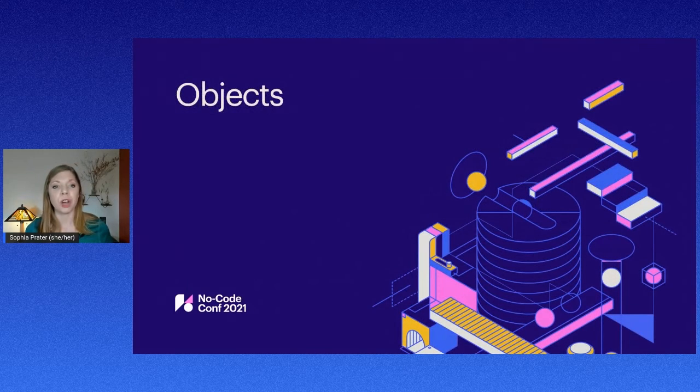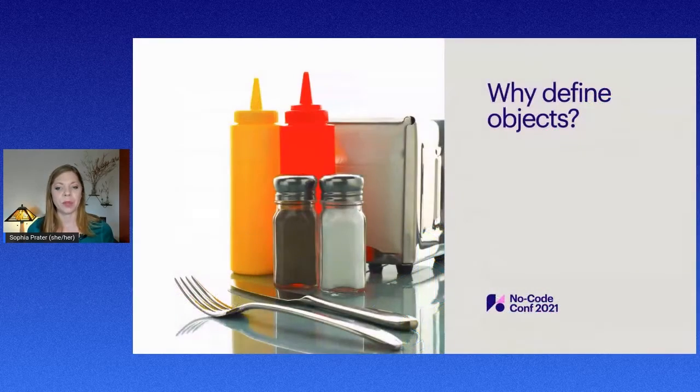Okay, so let's start with objects. Let's talk about why we want to identify them? How do we actually go about it? And what are some additional complexity exposing questions that we can ask about objects to really, again, get to the heart of the value? Okay, so let's start with the why. Why do we want to define objects?